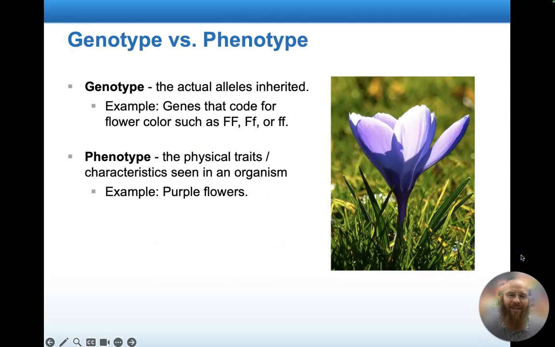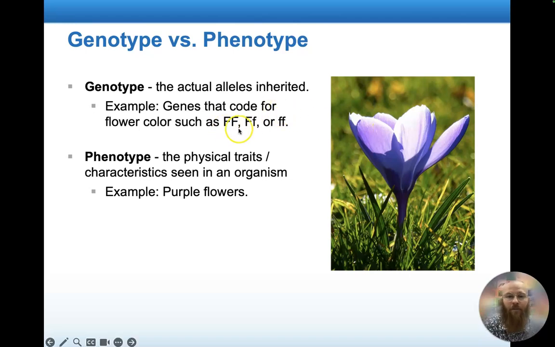And so I've been using the word combination, right? So combination of alleles, but there's actually more specific terms that we're going to use moving forward to mean combinations of these alleles. And that's genotype. And so a genotype is the actual combination of alleles that we inherit. So if we look to our image at the right, an example here would be the genes within the cells of this flower that actually code for flower color.